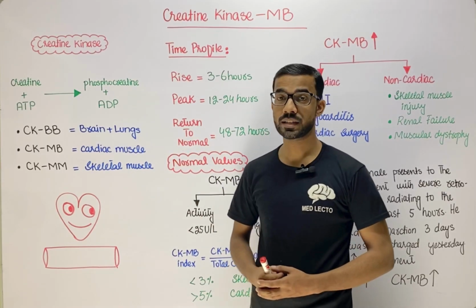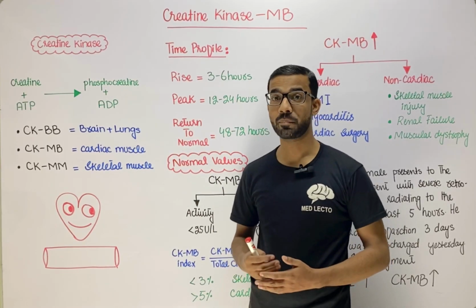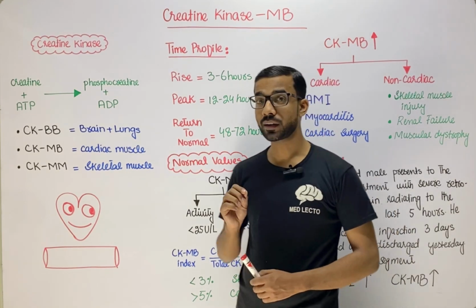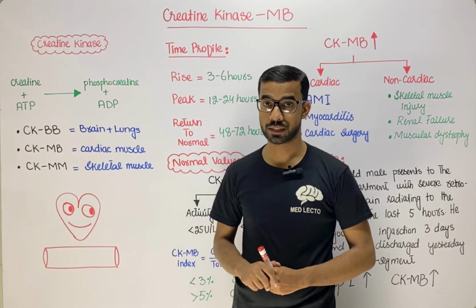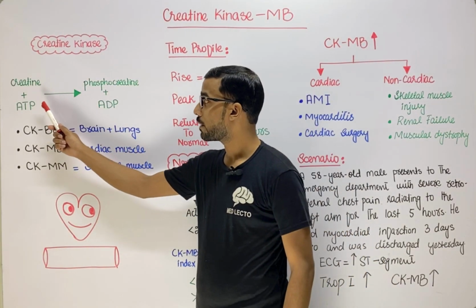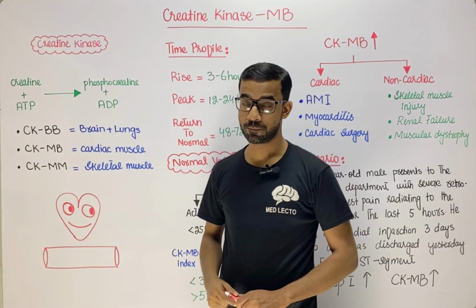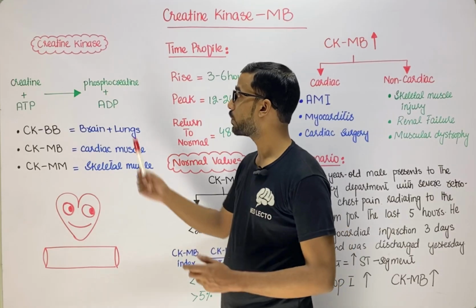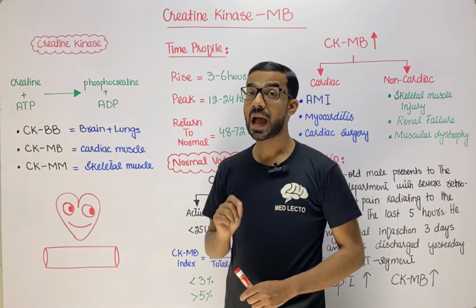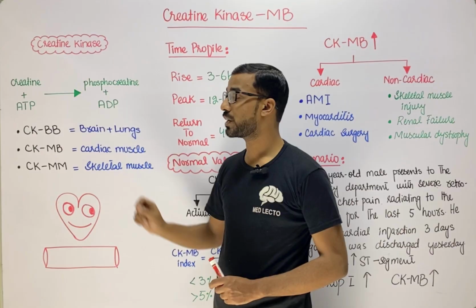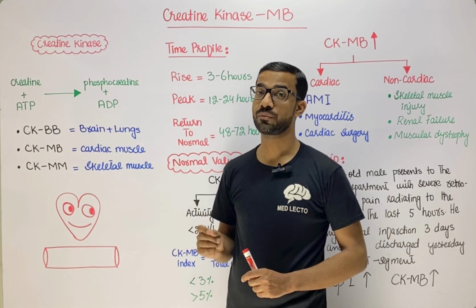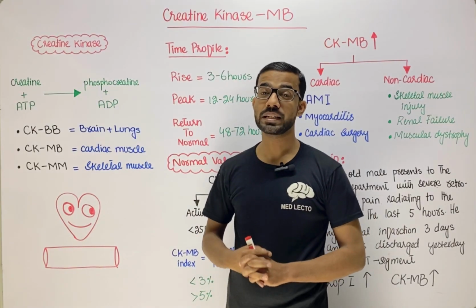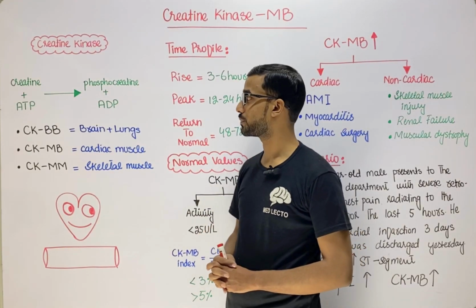CK, creatine kinase, is present in the muscles, skeletal muscles, cardiac muscles. It's an important source of energy in the muscles. Creatine binds with the ATP. Actually, ATP transfers the phosphate group to the creatine. It will convert into phosphocreatine, and the remaining will be adenosine diphosphate. So one phosphate has been transferred to the creatine, and it is an important source in the muscles.